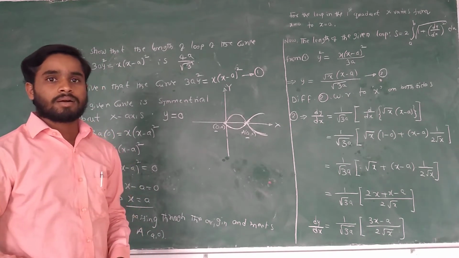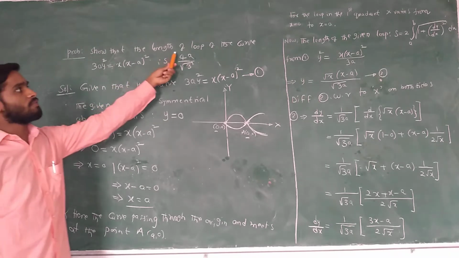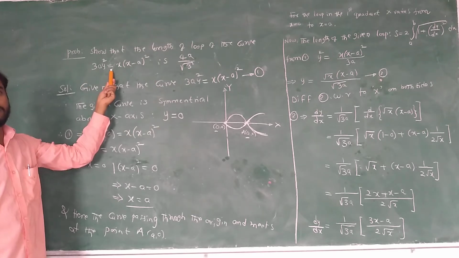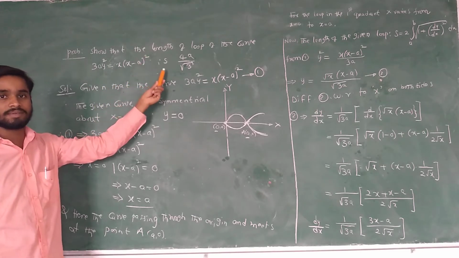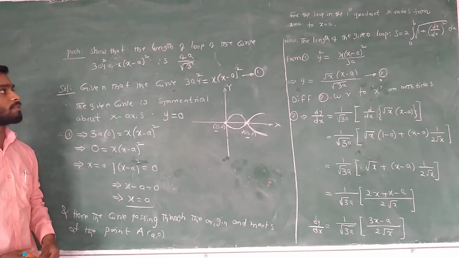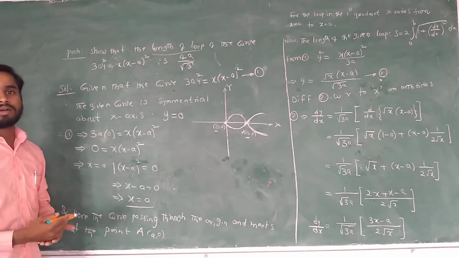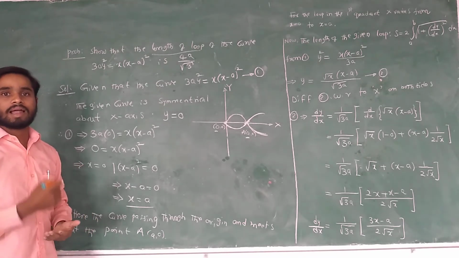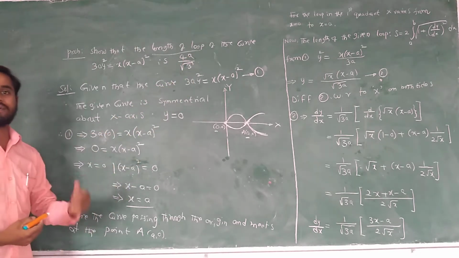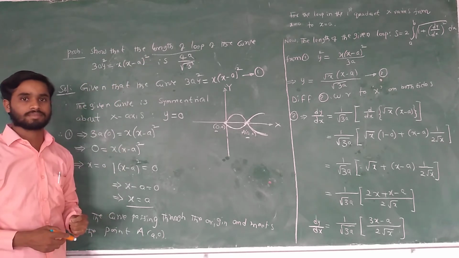Okay, quickly we will see today's problem. Prove that the length of the loop of the curve 3ay² = x(x − a)² is 4a/√3. So check out the given problem. We need to prove that the length of the loop will be 4a by root 3 for the given curve 3ay² = x(x − a)².